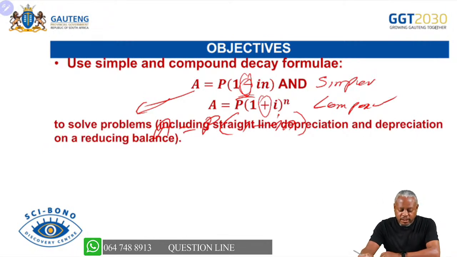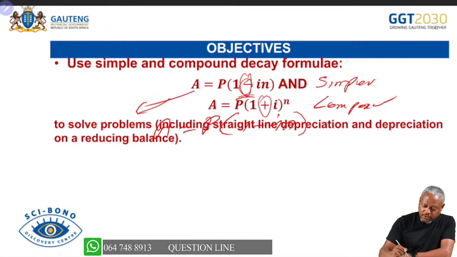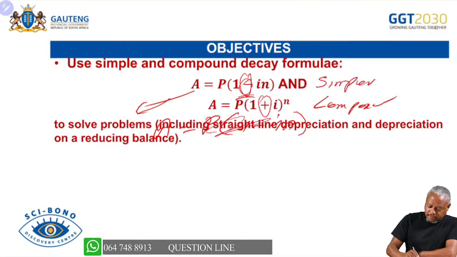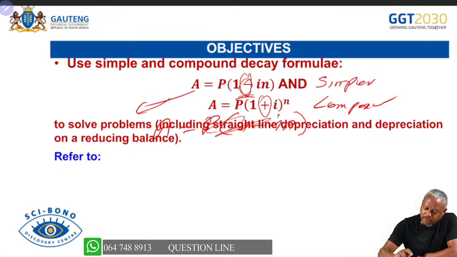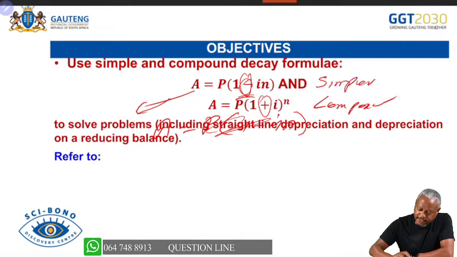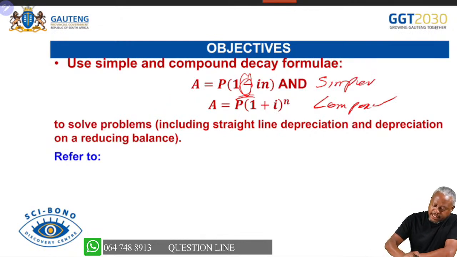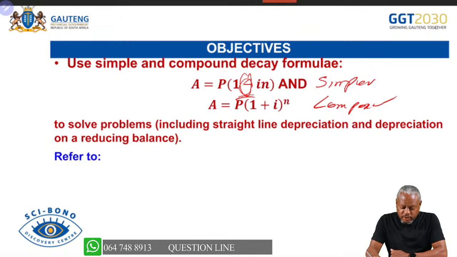To solve problems including straight line depreciation and depreciation on a reducing balance. Let me erase the first one there so that you can be with me. Here's my eraser. I can erase it. So that you can see clearly now. To solve problems including straight line depreciation and depreciation on a reducing balance.